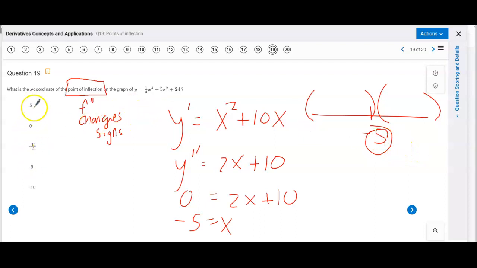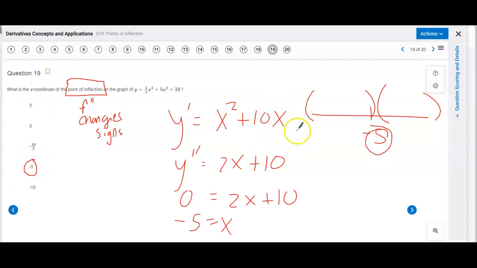Now, look at your answers. It has to be this, because the only other possibility here would be that it doesn't change signs, so there is no point of inflection, but they didn't give us that as an option. So the answer is going to be -5.